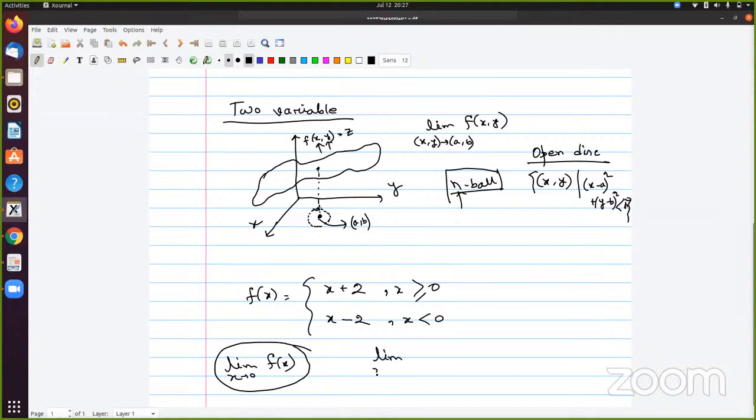Same thing. When we are approaching from the right side, what will be the limit? 2. When we are approaching from the left side, what will be the limit? Minus 2. So it does not match, so the limit does not exist, right? In this case this is quite easy, because we have only two ways to check it. Now, what happens here?